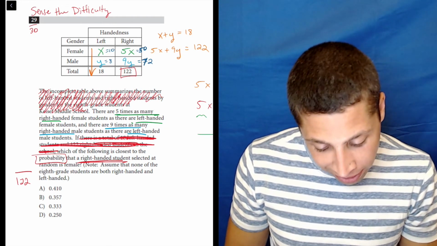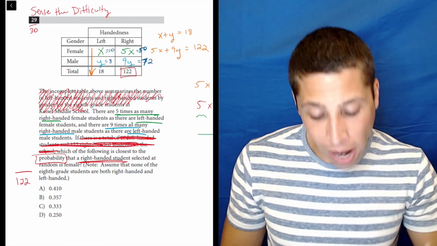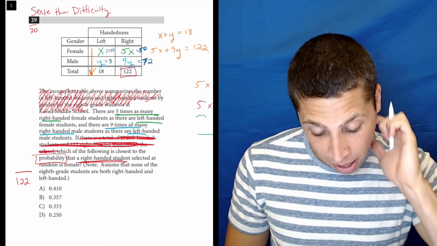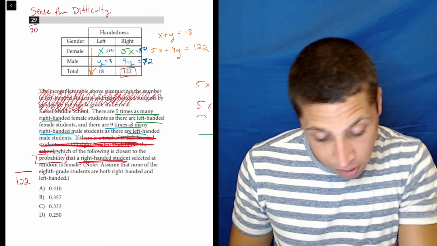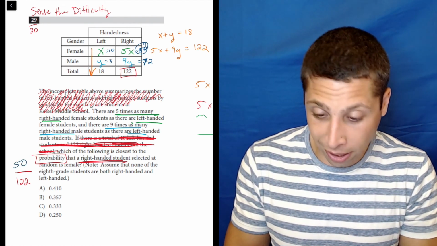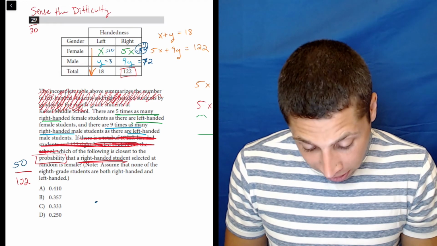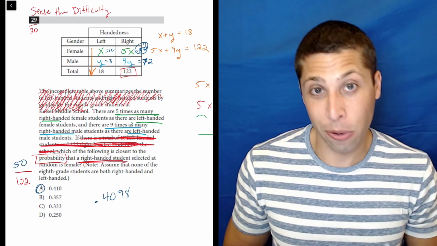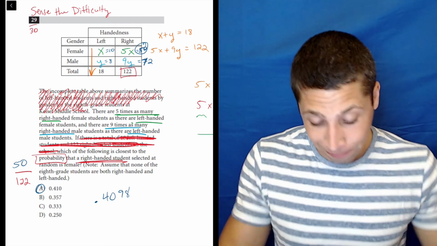So what did we want? We wanted which of the following is close to the probability that a right-handed student selected at random, so of the 122 right-handed students, that they're female, so that's these 50, so 50 out of 122, put it in your calculator, 0.4098, which rounds to 0.410.